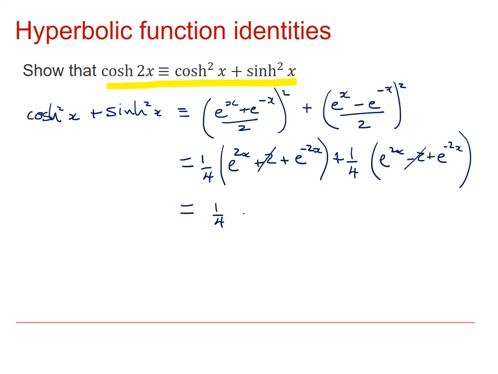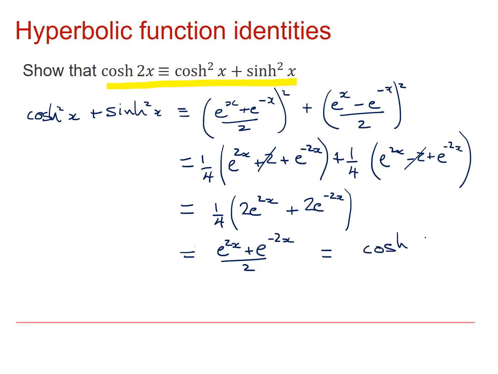So I'm going to get a quarter of 2e to the 2x plus 2e to the minus 2x. And this is just e to the 2x plus e to the minus 2x all over 2, which is just cosh 2x. And again, I want to think about cos squared x minus sin squared x, which is cos 2x. So a similar identity back in trig functions, the only difference being, again, change of sign in the middle, plus and minus.